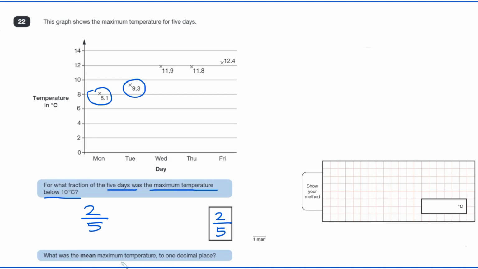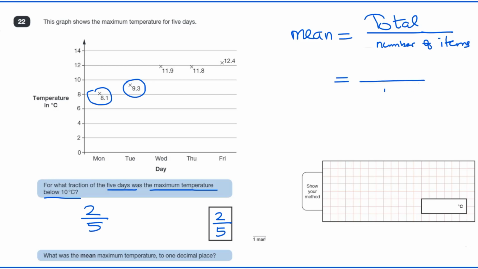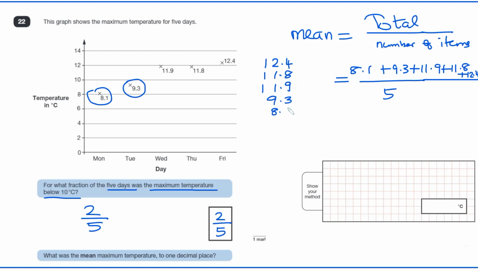What was the mean temperature to 1 decimal place? Mean means total divided by the number of items. Number of items, we know it's 5. Now we need to add 8.1 plus 9.3 plus 11.9 plus 11.8 plus 12.4. So this is a question you need to do as a column addition. So let's start with 12.4, 11.8, 11.9, 9.3, 8.1.